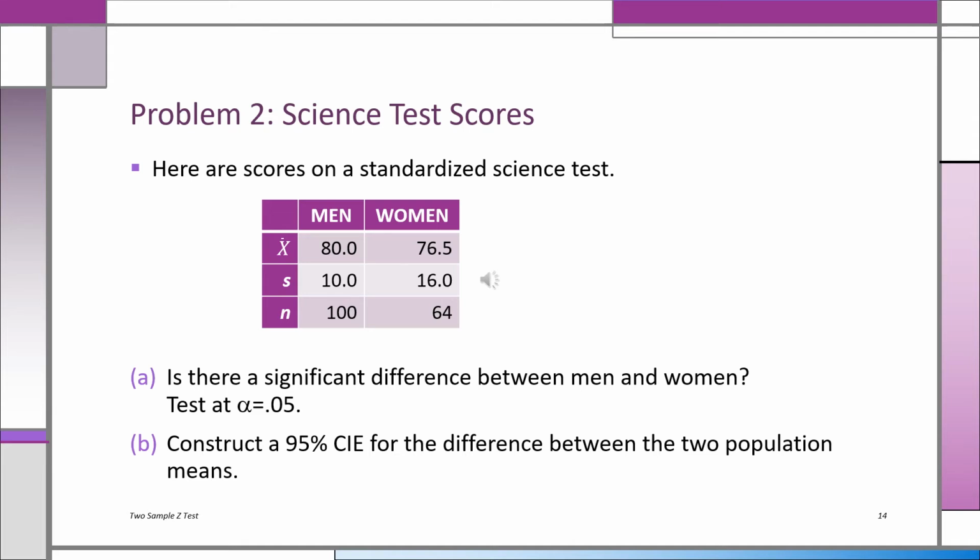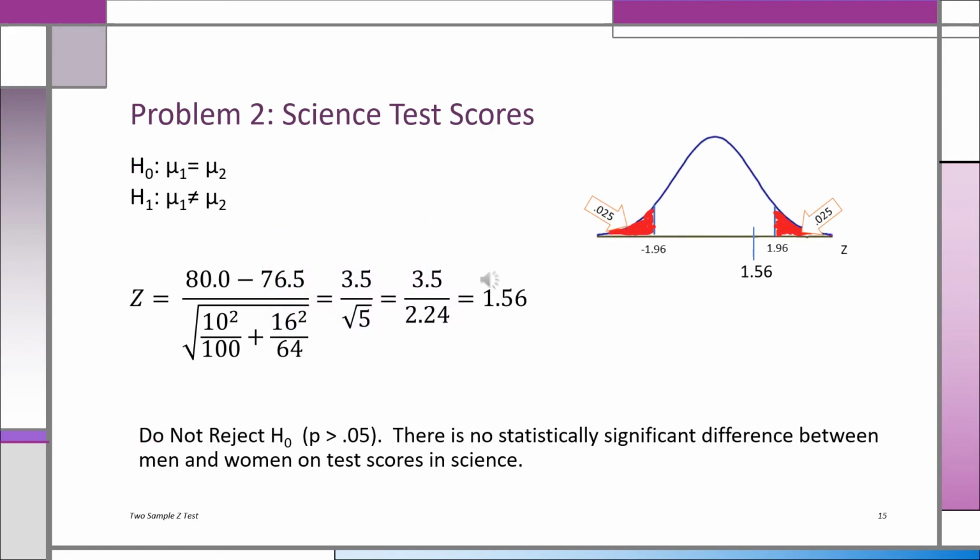Now, it would be presumptuous of you to say men beat the women, because as you know, there's always sampling error you have to worry about. So we want to know, is there a significant difference between men and women on the science test at alpha equals 0.05? We set up H0: mu1 equals mu2. H1: mu1 is not equal to mu2. Using 0.05, we cut it in half, 0.025 in the right tail, 0.025 in the left tail. By now we know the critical values are 1.96 and minus 1.96.